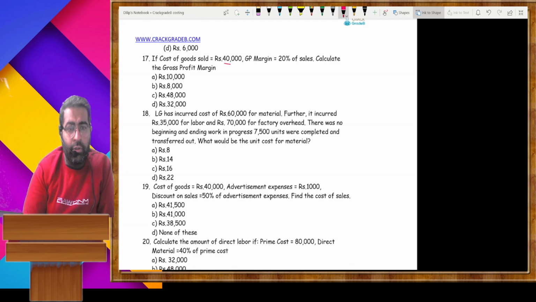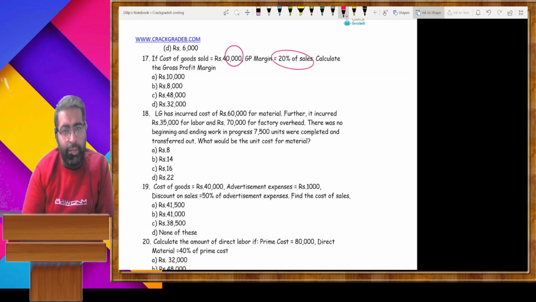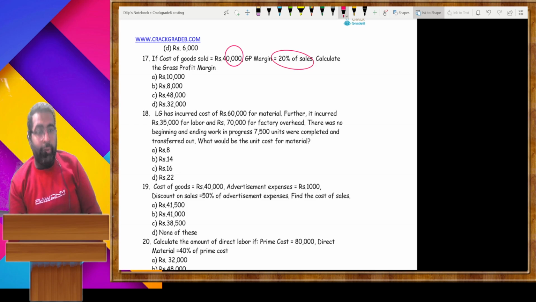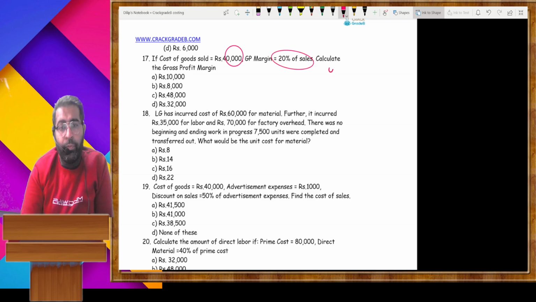If cost of goods sold is 40,000 and gross profit is 20% on sales, same question. What do you have to do? 40,000 multiply by 20 divide by 100 minus 20. When cost of goods sold is given, you need to calculate profit and the percentage given on sales.